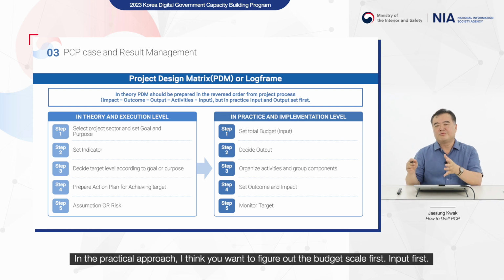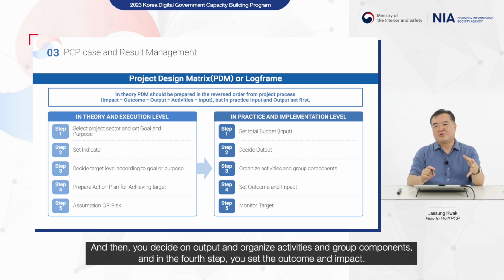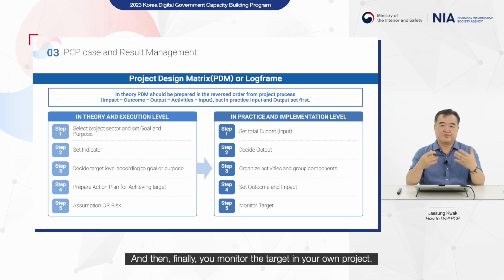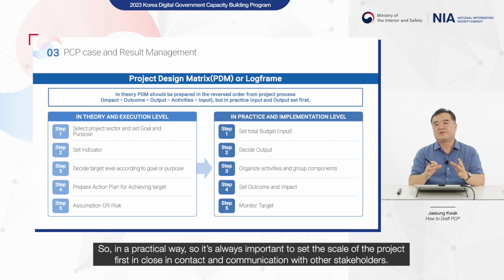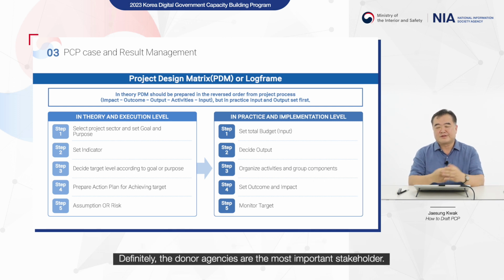In the practical approach, I think you want to figure out the budget scale first. Input first, and then you decide the output and organize activities and group components, and in the fourth step you set outcome and impact, and then finally you monitor the target in your own project. So in a practical way, it's always important to set the scale of the project first, in close contact and communication with other stakeholders. Definitely, the donor agency is the most important stakeholder.